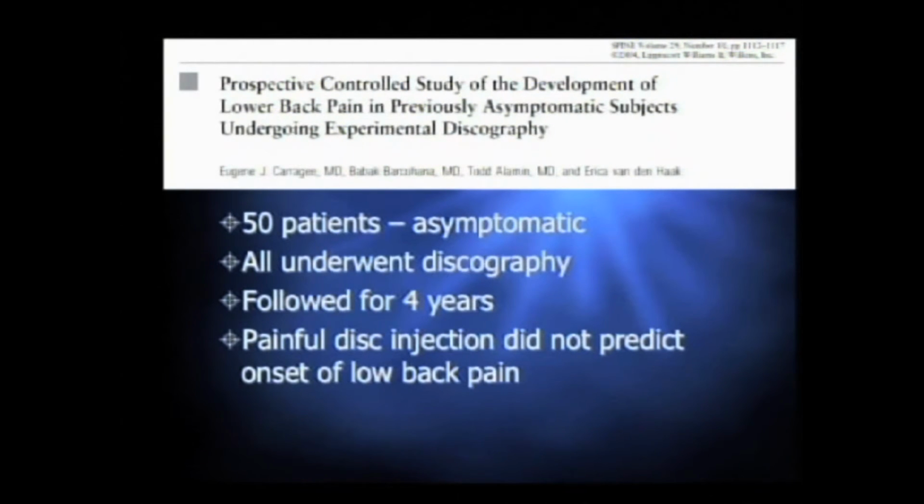So they took another 50 patients, all asymptomatic, all of them underwent discography, and they followed them out for 4 years. And they found that a painful disc injection in this asymptomatic population did not predict for the onset of low back pain, at least within the 4-year follow-up period. So it appears from Stanford that this diagnostic study is not specific at the time of administration, nor is it predictive in figuring out who's going to get back pain.